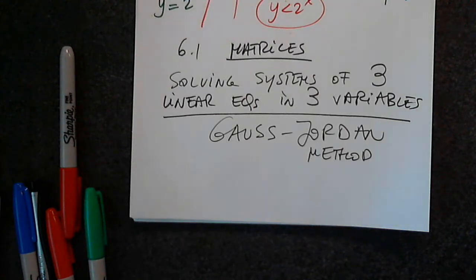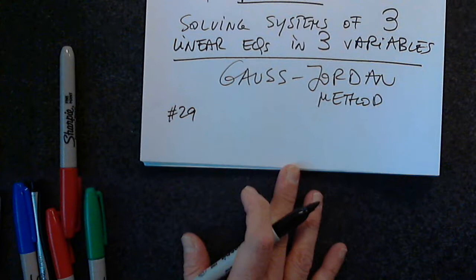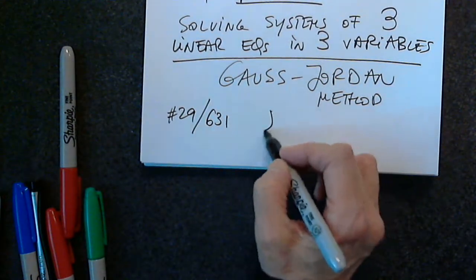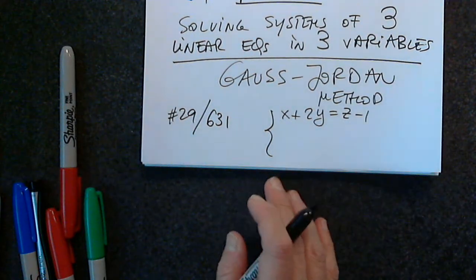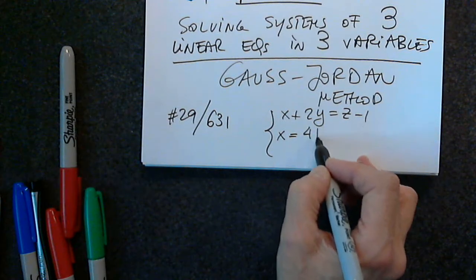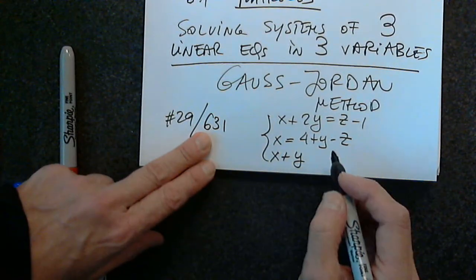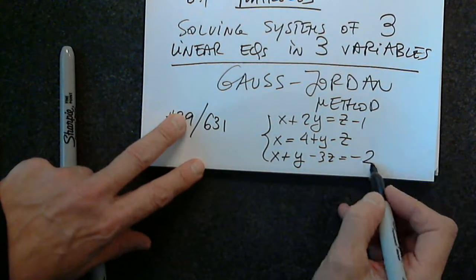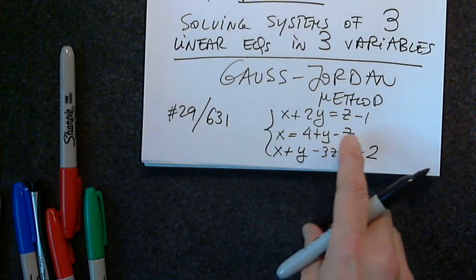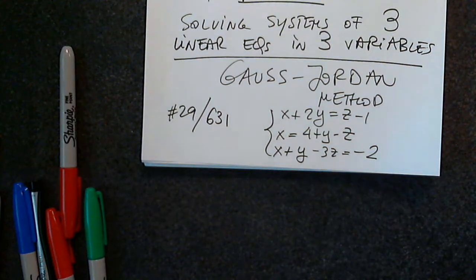Okay. I'm going to select the system, problem 29 on page 631. And here's the system. x plus 2y equals z minus 1. x equals 4 plus y minus z. And x plus y minus 3z equals negative 2. I'm checking. x plus 2y equals z minus 1, correct. x equals 4 plus y minus z. And x plus y minus 3z equals negative 2.